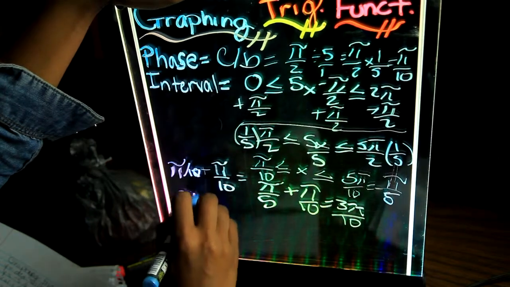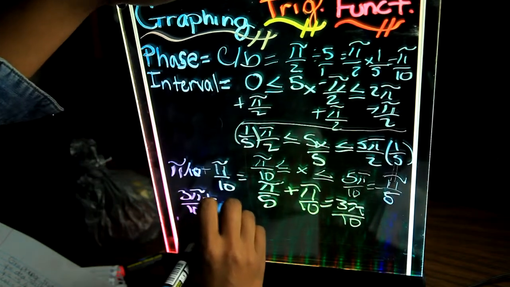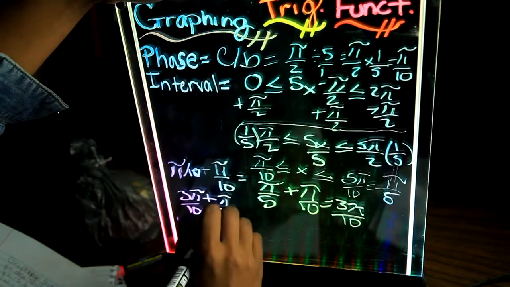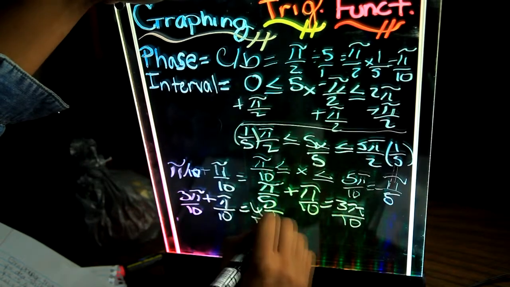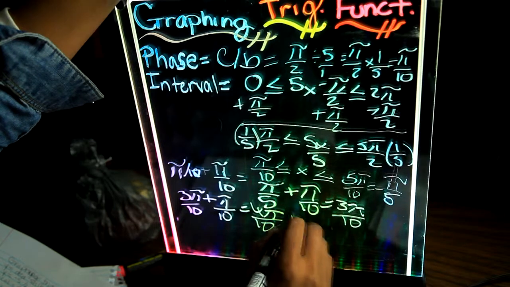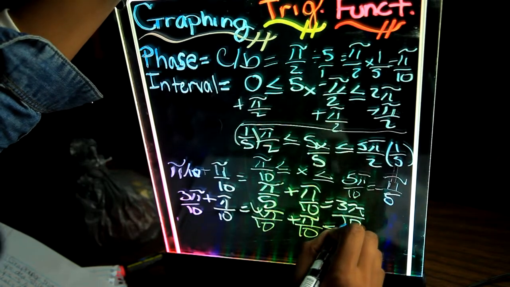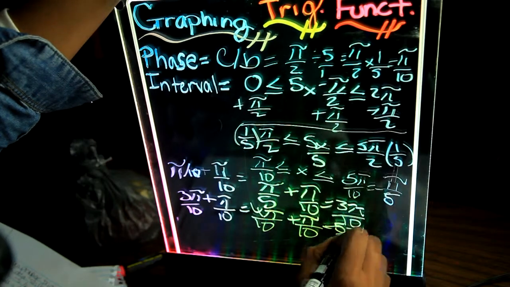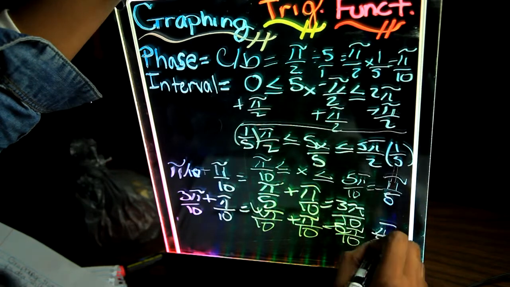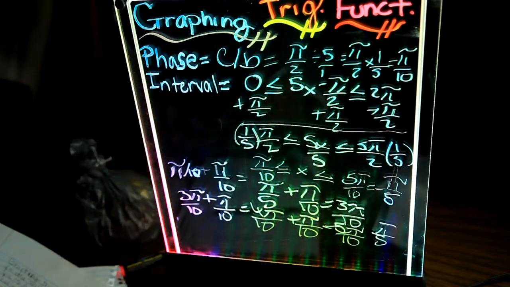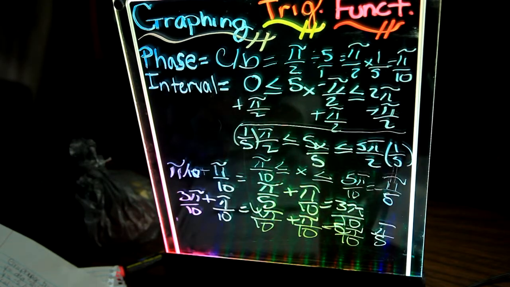So 3 pi over 10 plus pi over 10, we'll get 4 pi over 10. And we add pi over 10 again. We get 5 pi over 10, or pi over 5. And that is how you graph a trigonometric function.